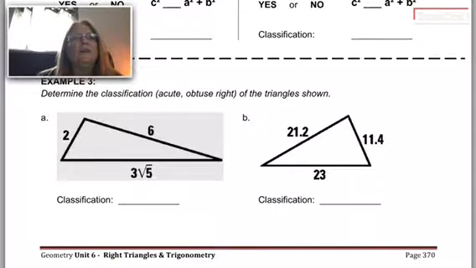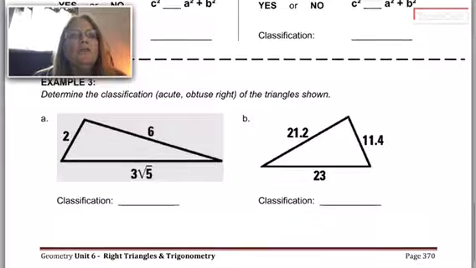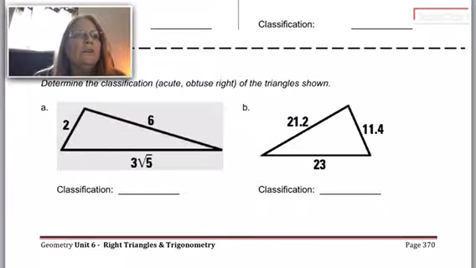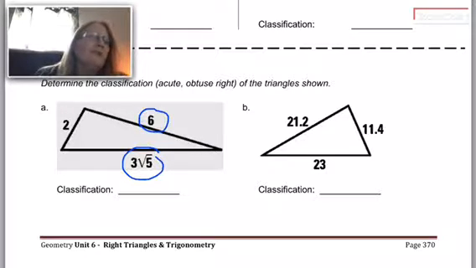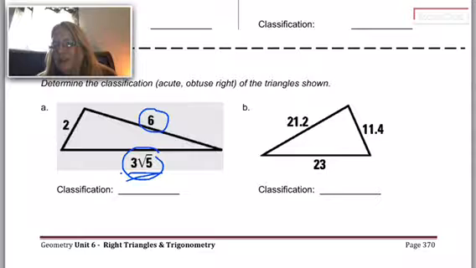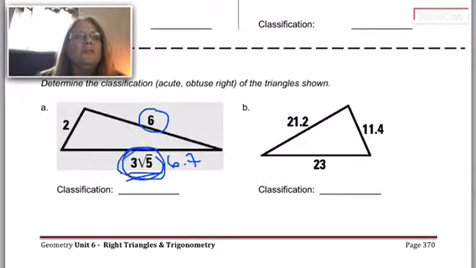So first we look here, and I'm not sure which is the bigger number in this first one. I don't know if this is bigger or this is bigger from the picture. It's a little bit off. I think this one, but let's check. So you're going to put that in your calculator. 3 times the square root of 5 is approximately 6.7. Okay, so definitely this is the bigger side.